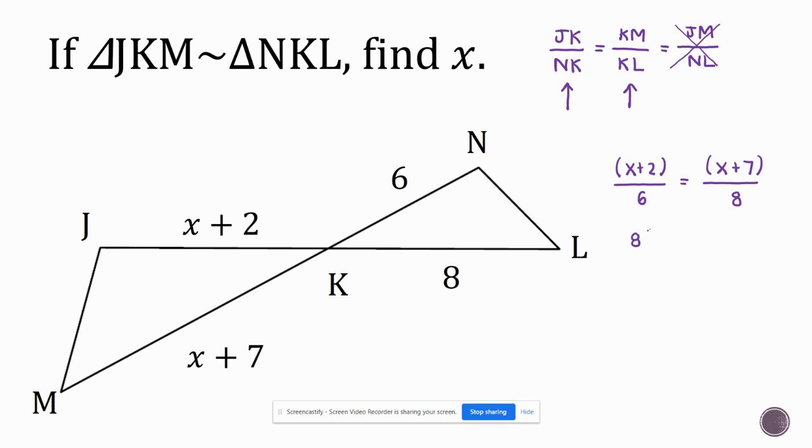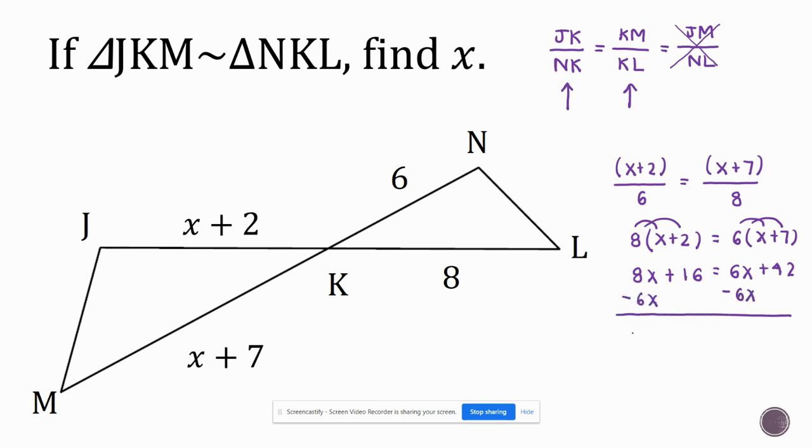So I know that 8 has to get multiplied by x plus 2. That has to equal 6 getting multiplied by x plus 7. To get rid of those parentheses, I'm going to distribute those numbers. I've got 8x plus 16 on the left. I have 6x plus 42 on the right. Start solving for x. I'm going to subtract 6x to combine those. That now gives me 2x plus 16 equals 42.